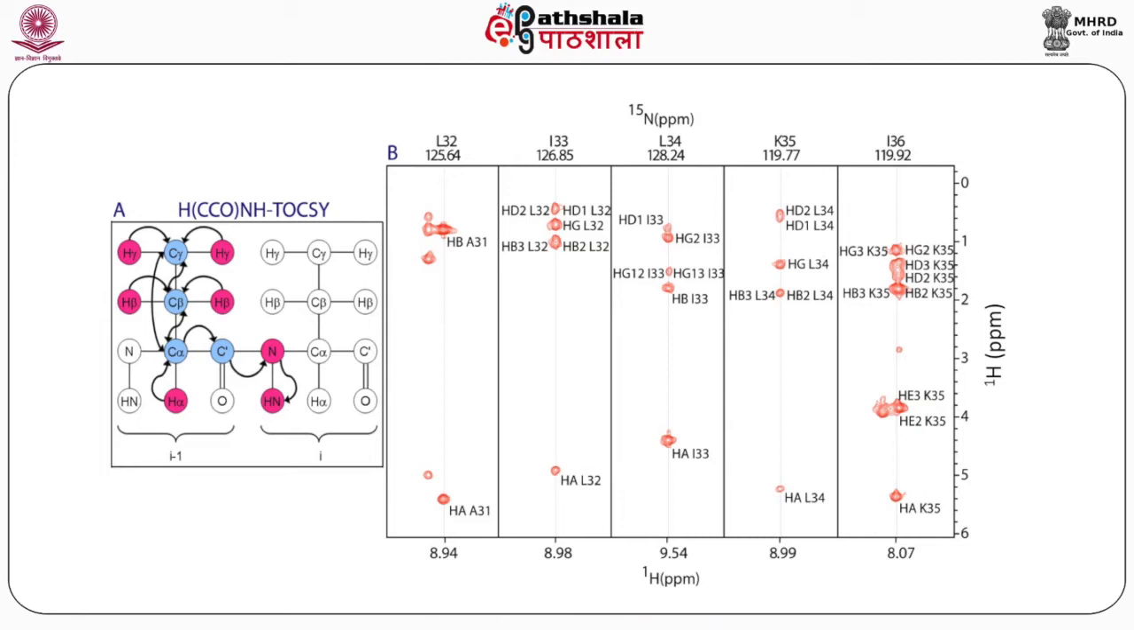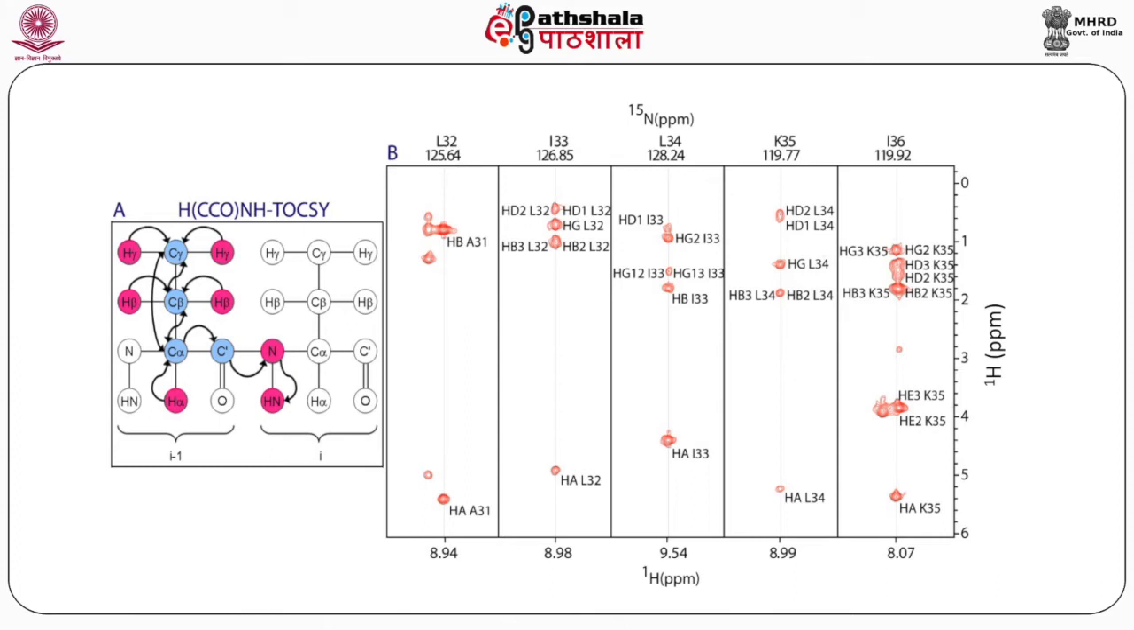So, basically as the arrows point out, magnetization starts at the side chain protons, it is transferred to the respective directly linked carbons, and from the carbons it goes to the carbonyl, from the carbonyl to N and then to NH. And now as you can see in the strip I36, I36 will give you for K35 the various proton chemical shifts for the side chain. And similarly for K35 you have L34, for L34 you will have the peaks of I33 in the strip of L34 and so on and so forth.